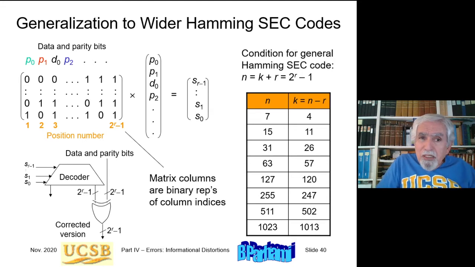So this can be easily generalized now to wider Hamming single error correcting codes. The parity check matrix has columns that are 1, 2, 3 in binary, up to 2 to the r minus 1, where r is the number of redundant bits. These are the data and parity bits. So there are k data bits and r parity bits. And these are the r syndromes.